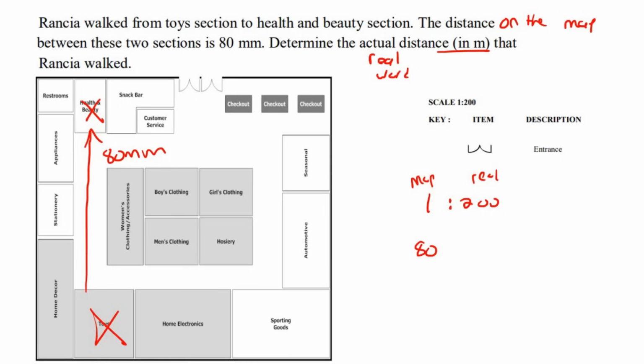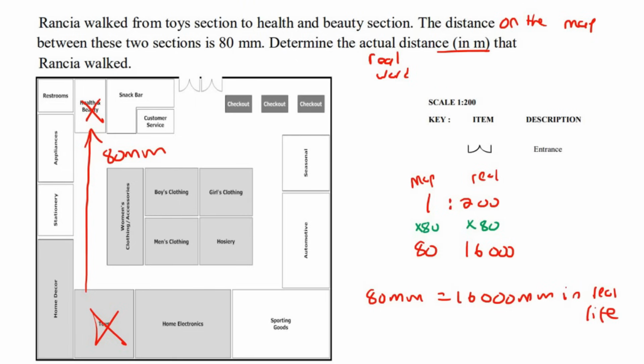So to get from 1 to 80, you multiply by 80. And to do this one, you have to do the same. And so that's going to be 16,000 millimeters. So therefore, 80 millimeters is going to be the same as 16,000 millimeters in real life. Okay, so that's how far he walked in real life, but they want us to convert that into meters.